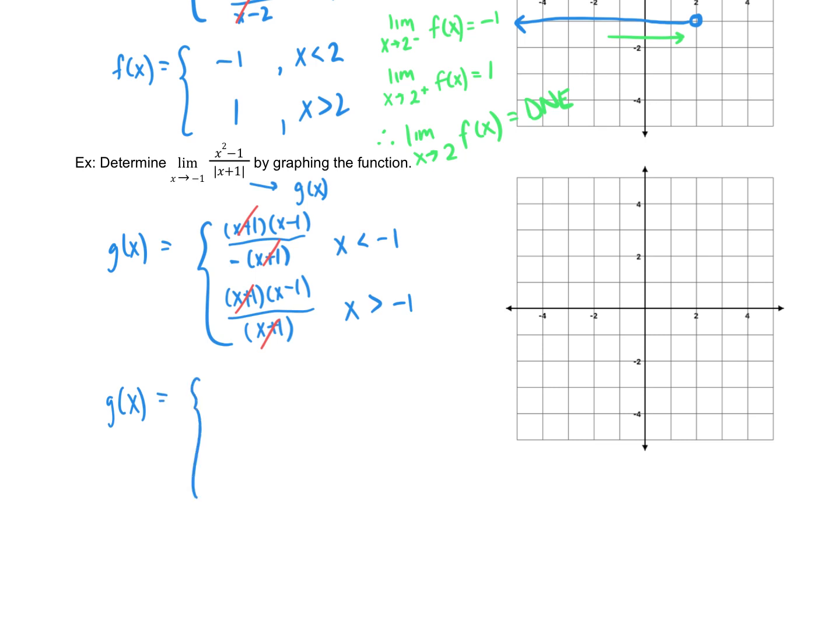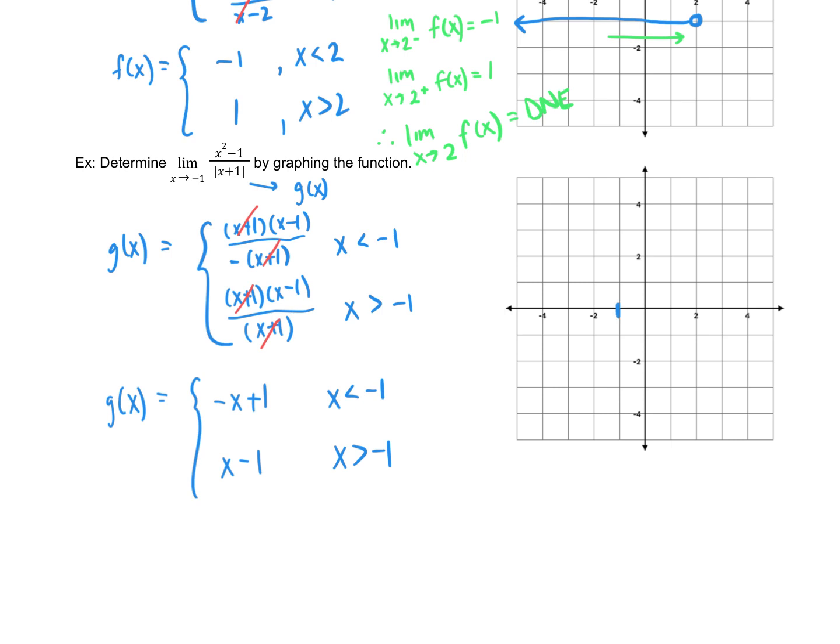g(x) is equal to, when x is less than -1, we're going to have (x minus 1) times -1. So I'll just distribute that in. And when x is greater than -1, we have x minus 1 for our function. So now let's graph it.